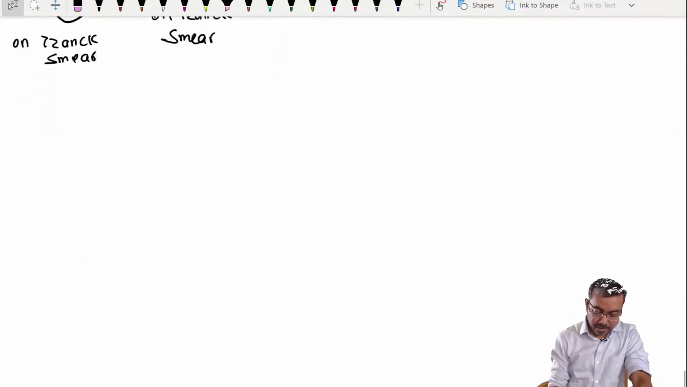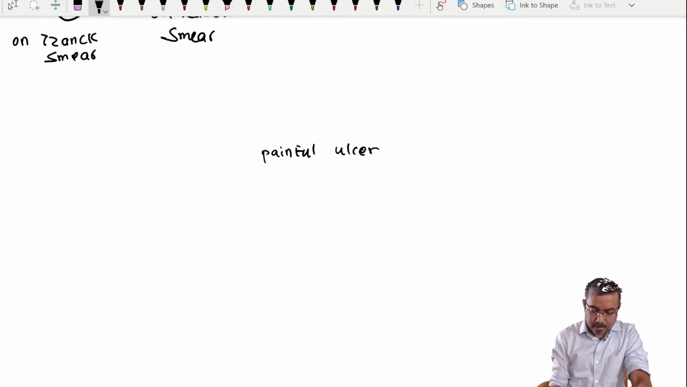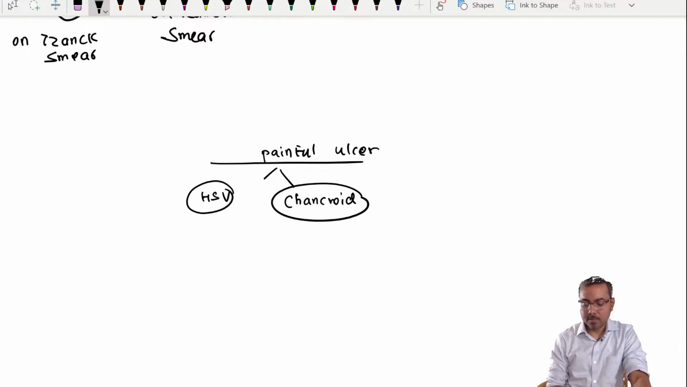If you think of it being a painful ulcer, then what will you think? Painful ulcer, then you think of HSV, you think of chancroid. Very typical, HSV and chancroid. HSV will be grouped vesicles. There will be multiple soft chancres.